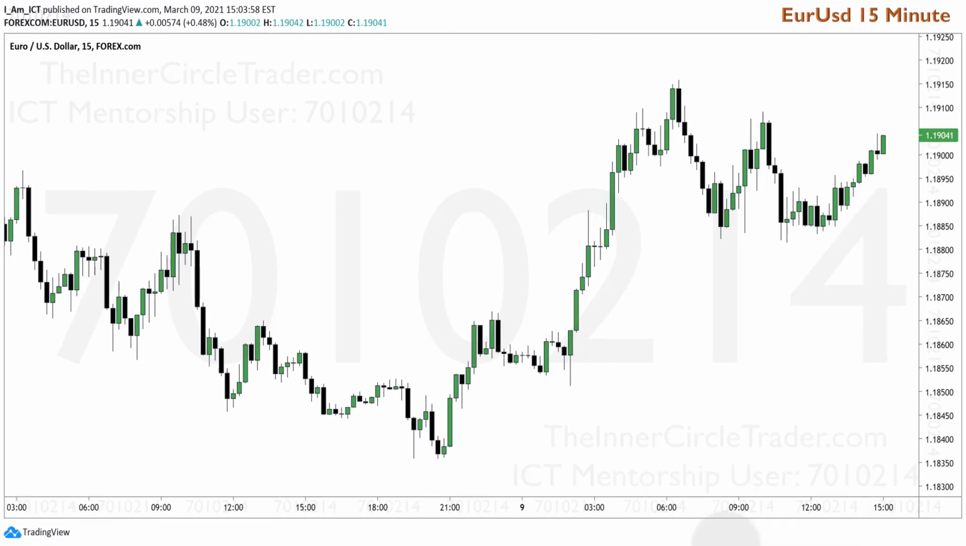All right, here is the 15-minute time frame naked chart on euro. All right, and here's the annotations.